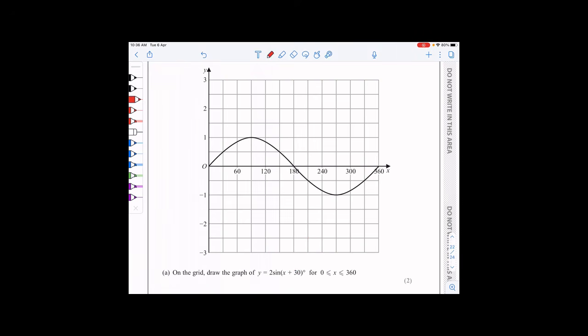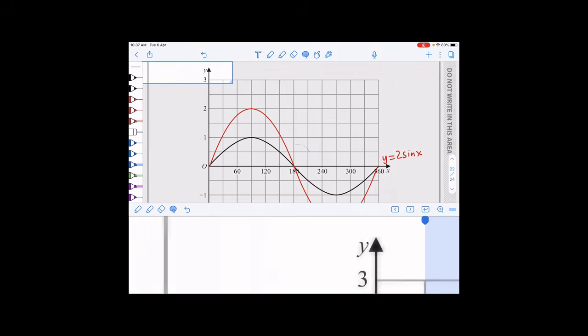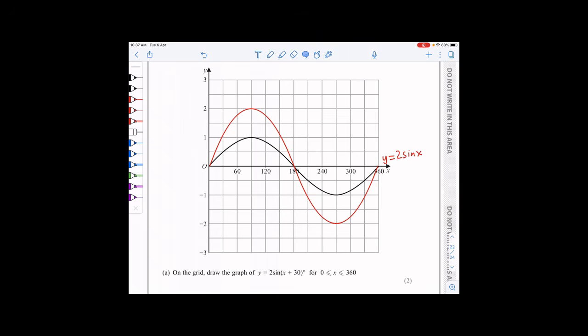So I will actually start by doing the times 2, which means I will take the maximum to go at 2. So it's going to be something like this. And similarly on this side. So this is the graph of 2 sine x. And then the plus 30 will simply be a movement to the left by 30 degrees.